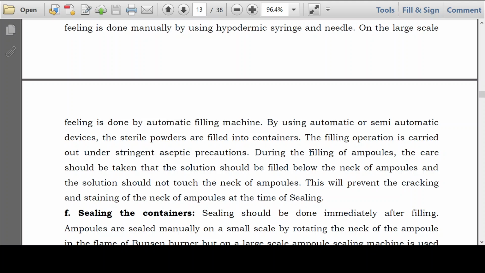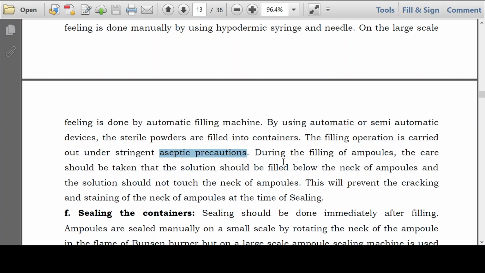By using automatic or semi-automatic devices, sterile powders are filled into containers. The filling operation is carried out under strict aseptic condition. So aseptic condition is maintained while filling also. The point to be noticed is that not only the formulation of parenteral product is carried out under strict aseptic condition, but along with formulation, other procedures like filling are also carried out under strict aseptic condition.